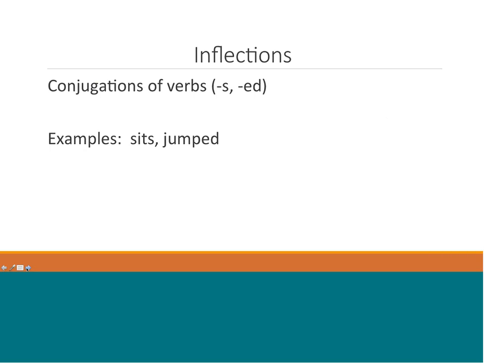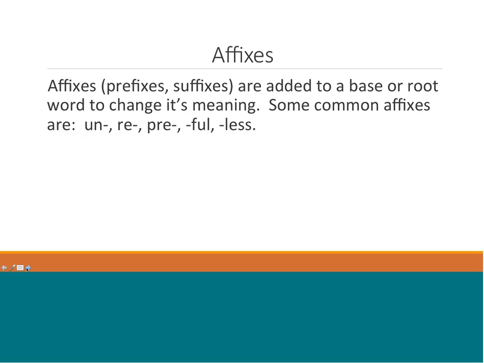Inflections are the endings we put on words, like when we're conjugating verbs, the S and the ED. Example, sits or jumped. Affixes include prefixes and suffixes, and they're added to a base word to change its meaning. Some common ones are un, re, free, full, and less. Your examples are painful and redo.